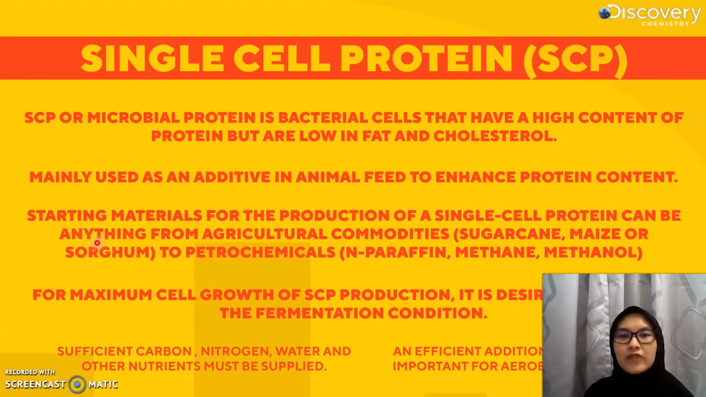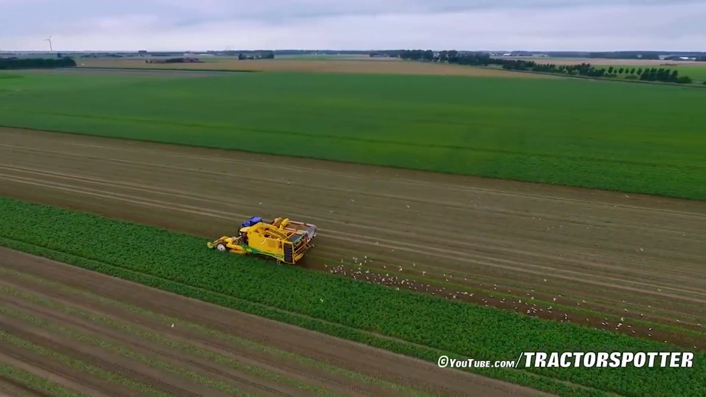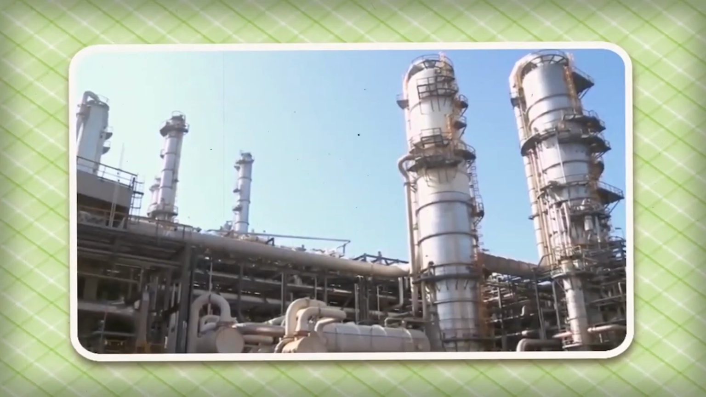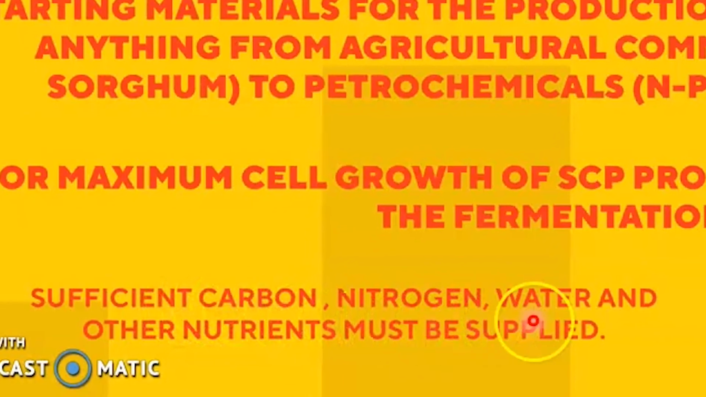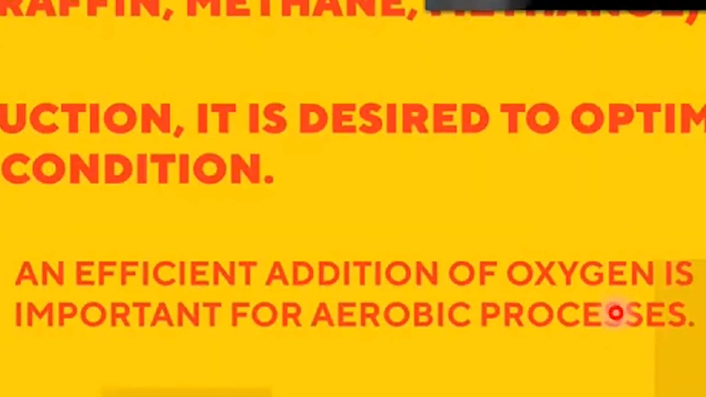The starting materials for the production of single cell protein can be anything from agricultural commodities such as sugarcane, maize or sorghum to petrochemicals such as paraffin, methane or methanol. For maximum cell growth of SCP production, it is desired to optimize the fermentation condition. This means sufficient carbon, nitrogen, water and other nutrients must be supplied, and an efficient addition of oxygen is important for aerobic processes because the oxygen transfer is often the rate limiting factor.